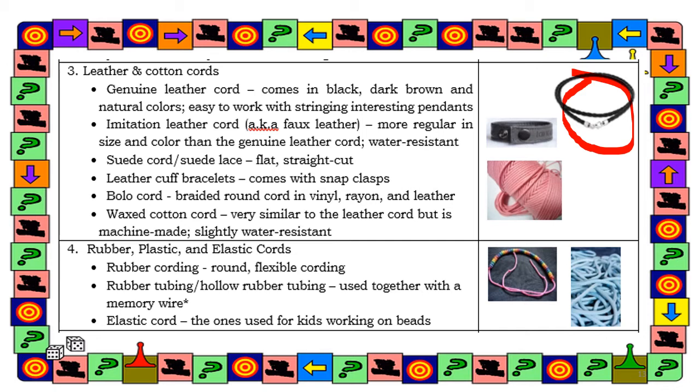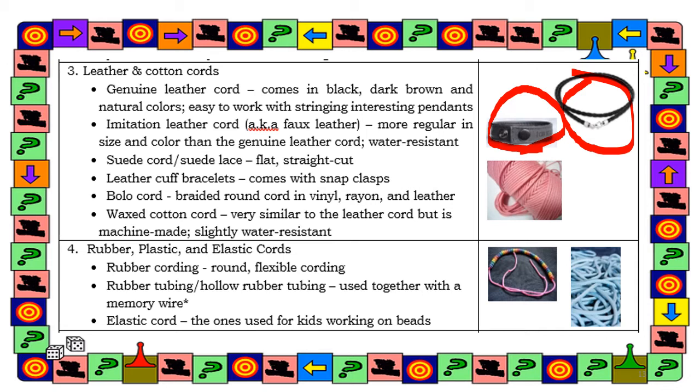We also have leather cuff bracelets, which come with snap clasps. So these are the leather cuff bracelets. We also have the bolo cord, which is a braided round cord in vinyl, rayon, and leather. And the waxed cotton cord, which is very similar to the leather cord but is machine made and is slightly water resistant.